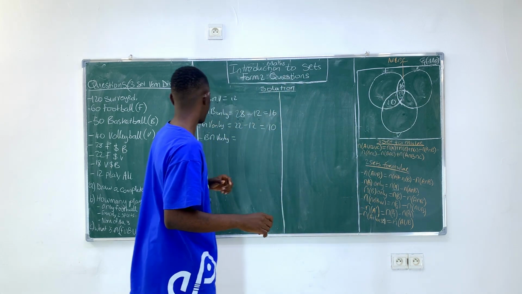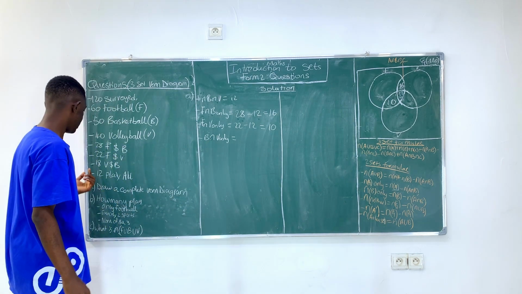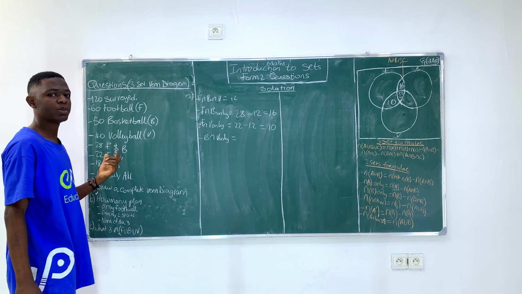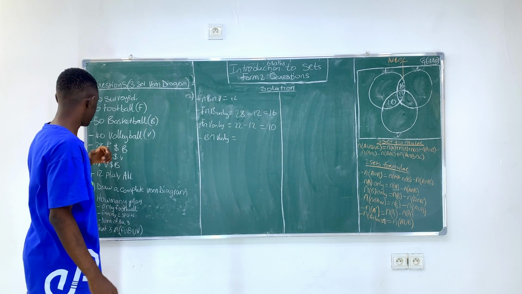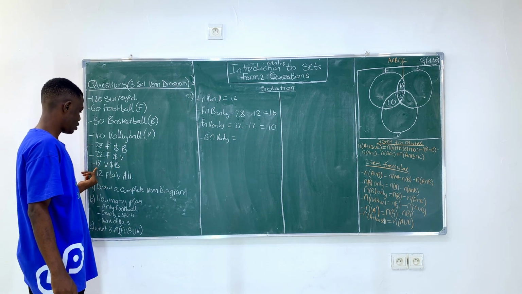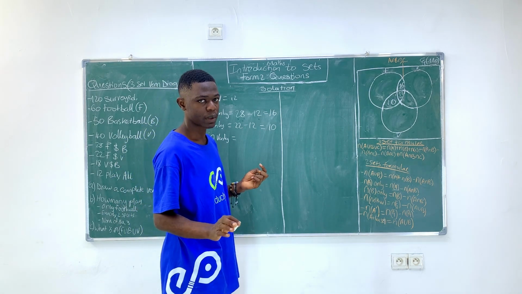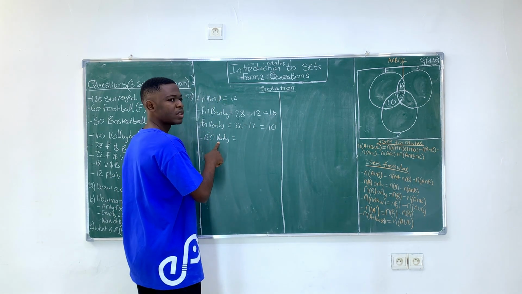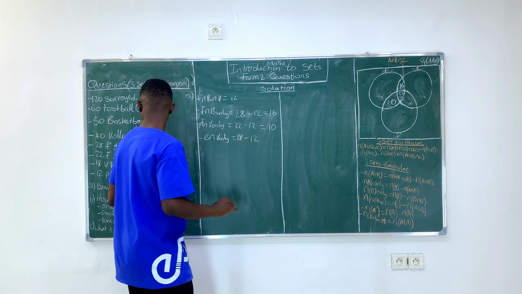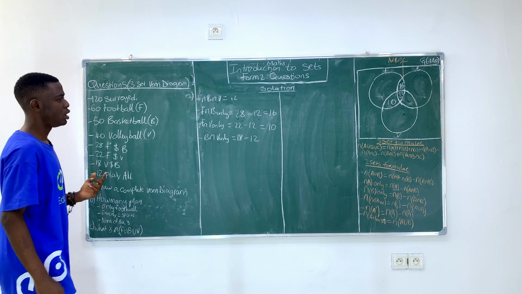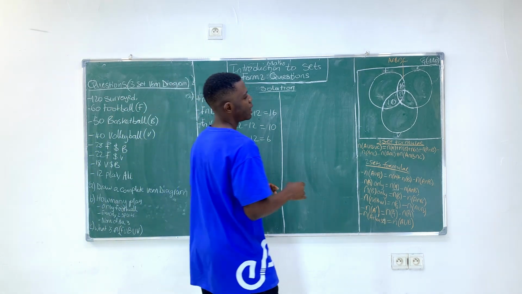Then B intersection V only. B intersection V is the total number of people that are doing basketball and volleyball minus the people that do everything. So people doing basketball and volleyball, this is it, 18, minus 12. Volleyball and basketball is the same as basketball and volleyball. So if you write B intersection V or V intersection B, it's going to be the same thing. So it is 18 minus 12, which is 6. So right here we put our 6.